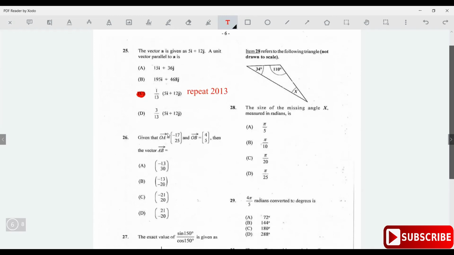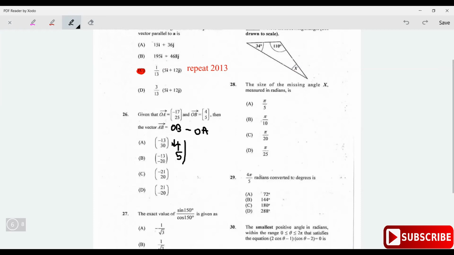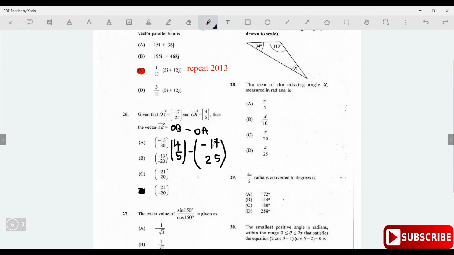This one, I'm not sure if it's a repeat, but we know that AB is vector OB minus OA. So vector OB, which is 4, 5, minus vector OA. So it's 4, 5 minus minus 17, 25. And so what you're going to get is 4 minus minus 17 is positive 21, and then 5 minus 25 is negative 20. Option D. Nice and easy. All right.